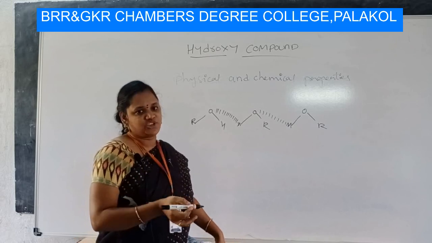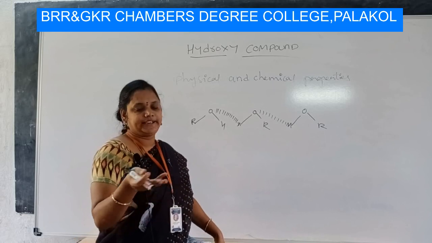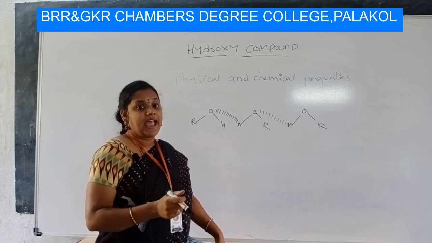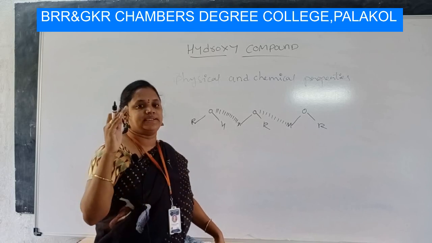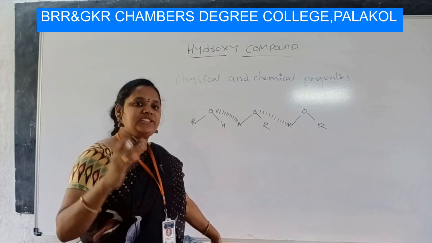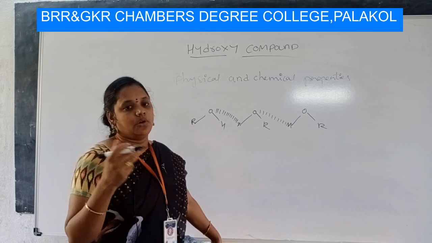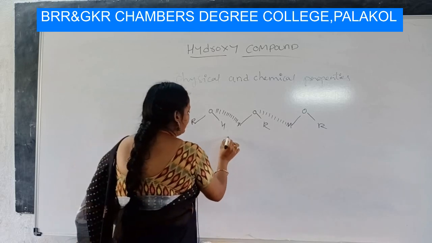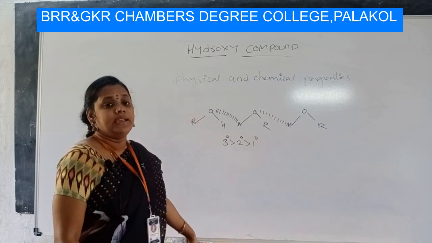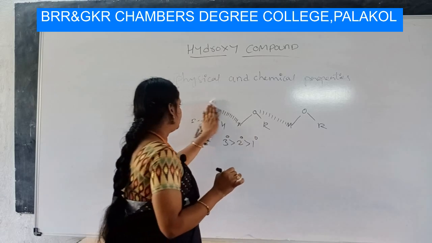If there is branching, for example, if you take isomeric alcohols, tertiary butyl alcohol, isopropyl alcohol, what happens? As the branching increases, the boiling point decreases. So it follows the trend: tertiary is less than secondary is less than primary. This is about the physical properties of alcohols.